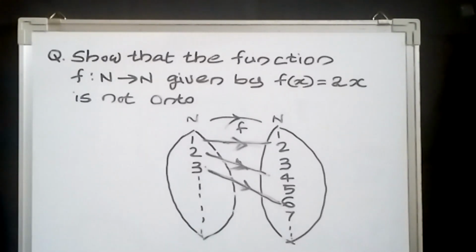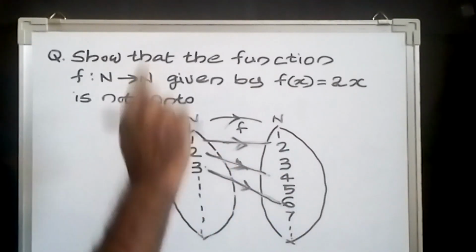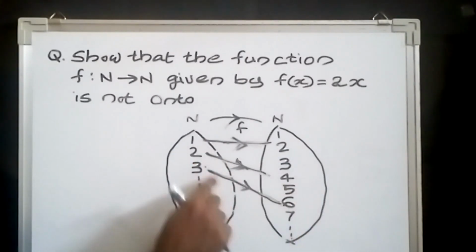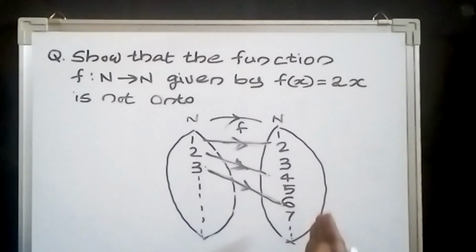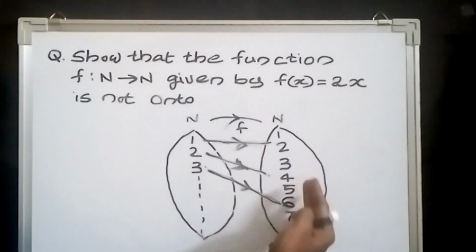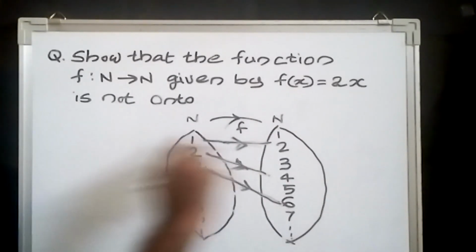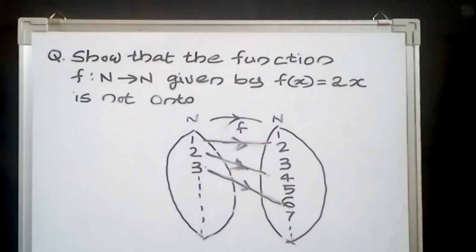But clearly the function is one-one. See, the image of 1 is 2, the image of 2 is 4, the image of 3 is 6. The elements in the second set have distinct pre-images in the first set. Therefore, the function is clearly one-one, but it is not onto.